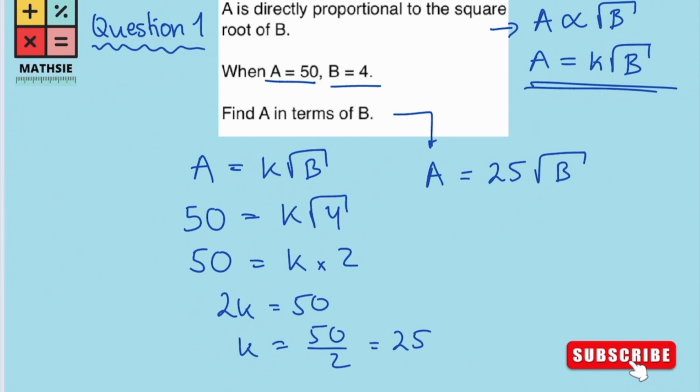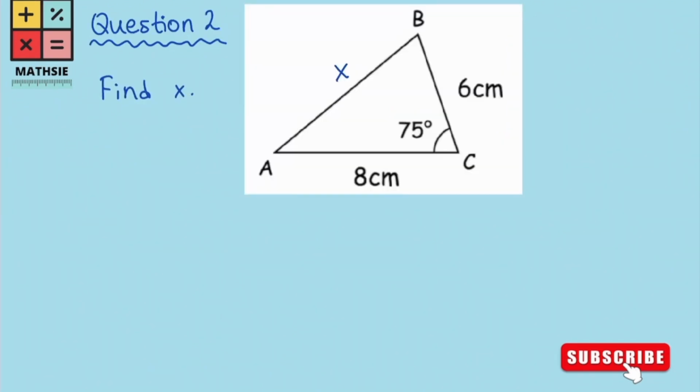So all I had to do here is find the k by using the given values, and then substitute and get my equation for A in terms of B. So now let's take a look at question 2.